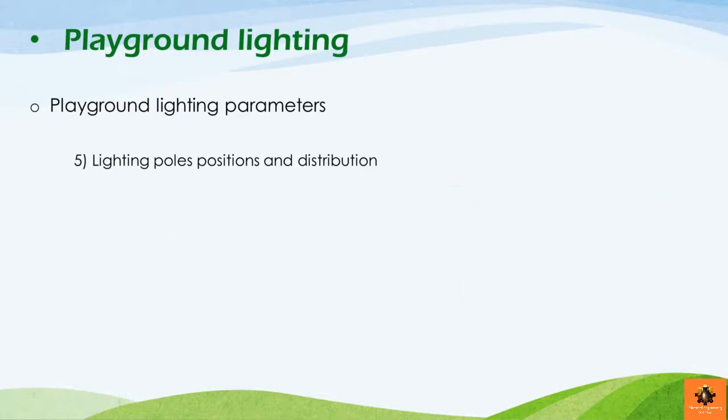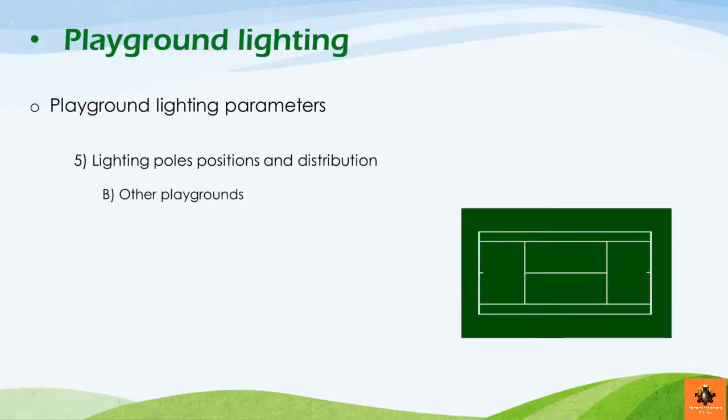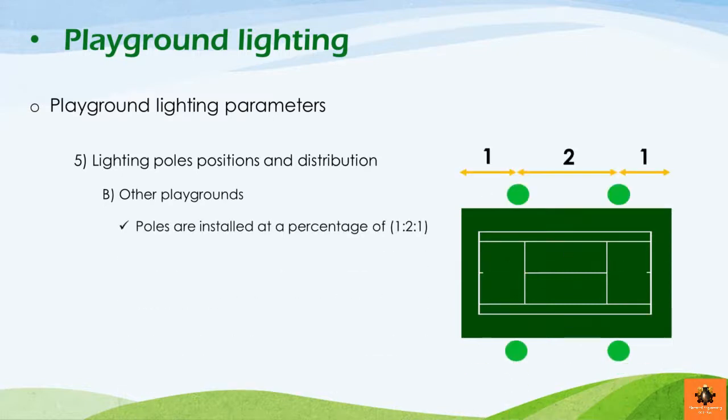But on the other hand, for the other types of playgrounds, the lighting poles are installed on the two sides of the playground at a ratio of 1:1. So at a ratio of 1, the first luminaire is installed on the two sides, and at a ratio of 2, the second luminaire is installed on the two sides also. And also this pole has a ratio of 1 from it to the last corner or to the last side.